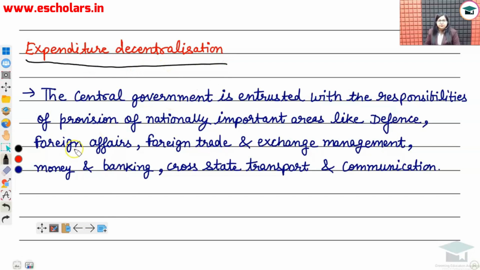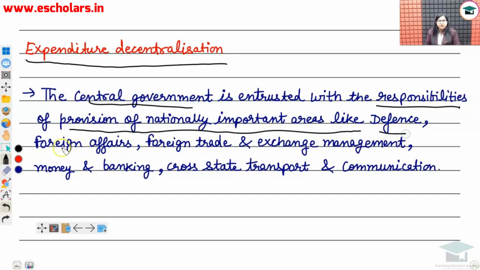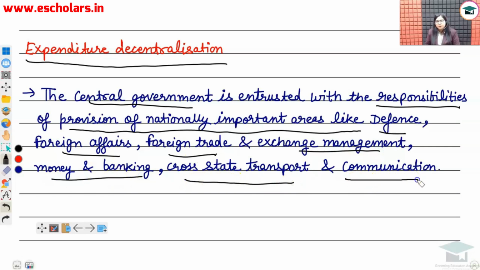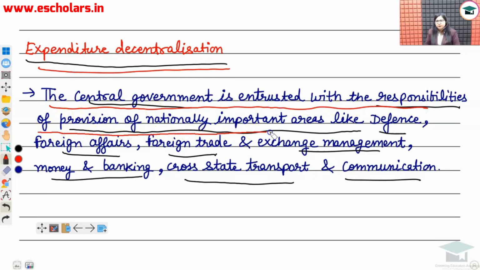That is the expenditure responsibilities among central government, state government and the local government. So the central government is basically provided with the responsibilities of provision of nationally important areas like defense, foreign affairs, foreign trade and exchange management, money and banking, cross-state transport and communication. Okay, so let's recall it. Expenditure decentralization. The central government is entrusted with the responsibilities of provision of nationally important areas like defense, foreign affairs, foreign trade and exchange management, money and banking, cross-state transport and communication.